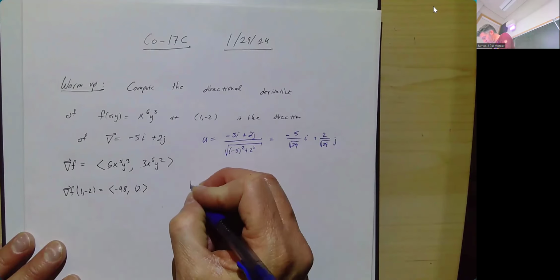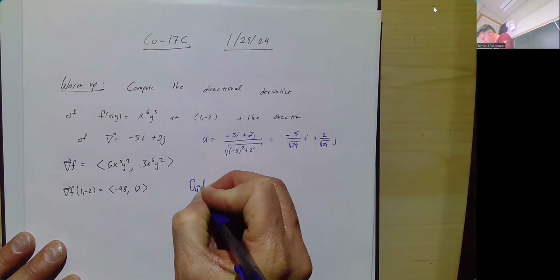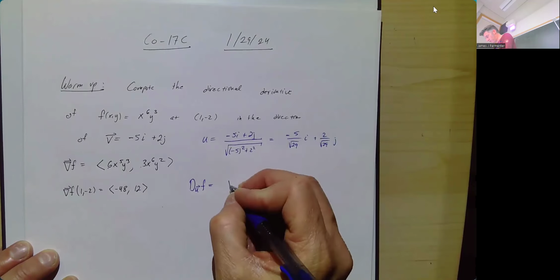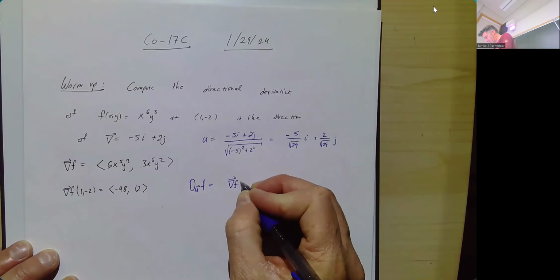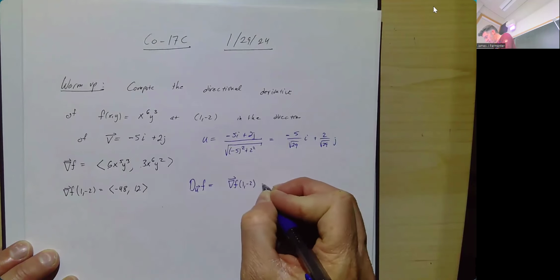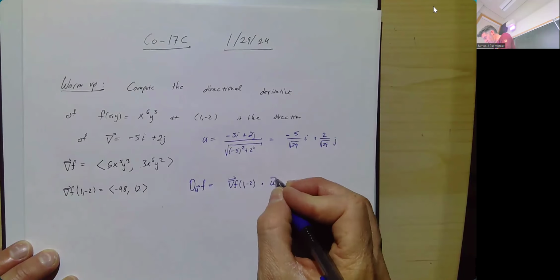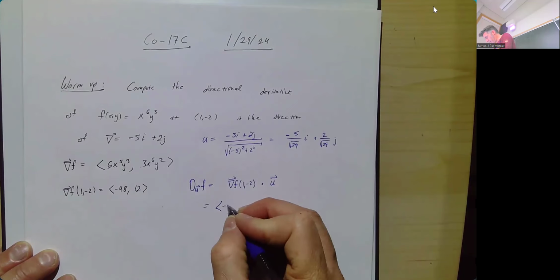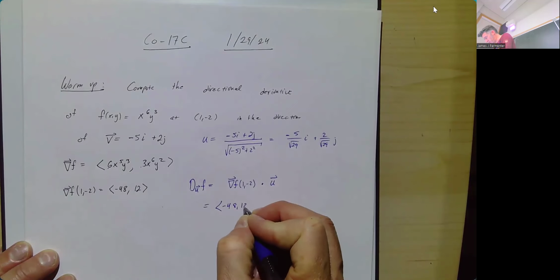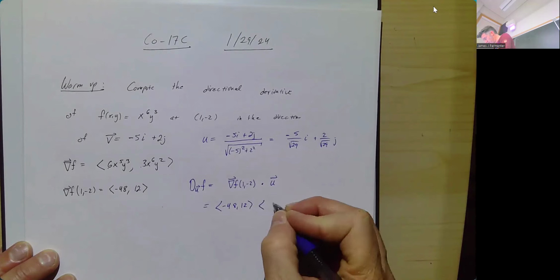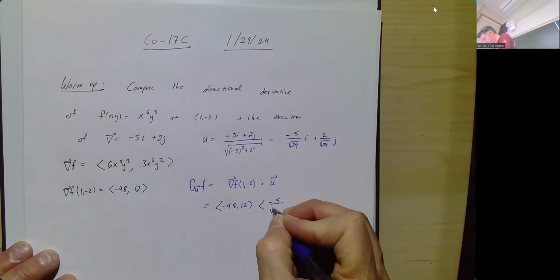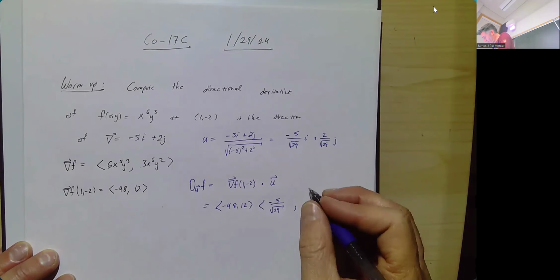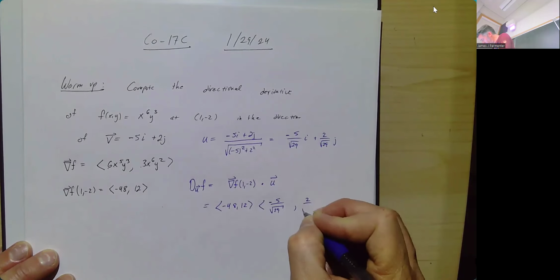Finally, our directional derivative is going to be that vector dotted with that vector. So it's just the gradient of f at the point (1, -2), dotted with the vector u, which is going to be, again, I'm obviously using some mixed notation here. That's really okay. I guess I'll put it all together in one. So (-48, 12) dotted with (-5 over root 29, 2 over root 29).